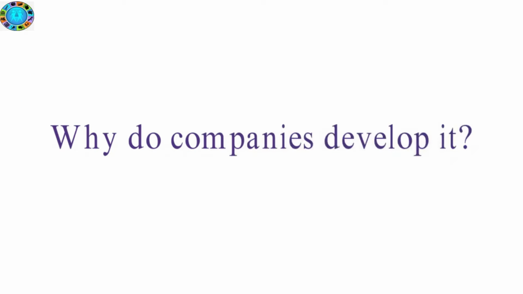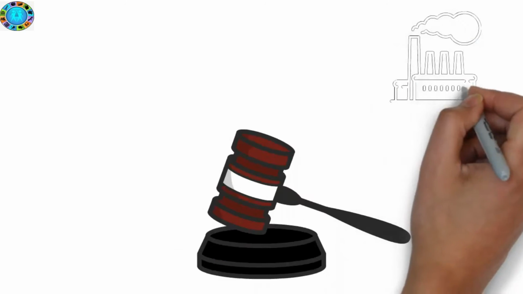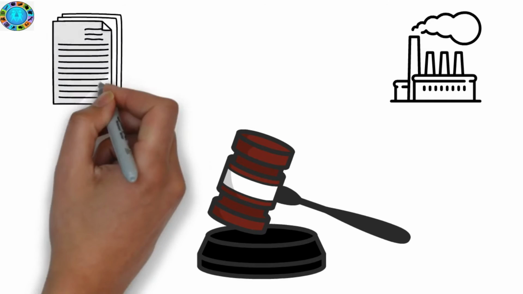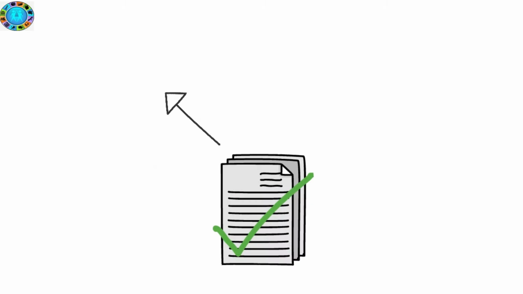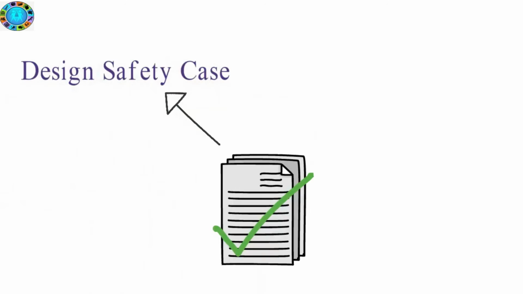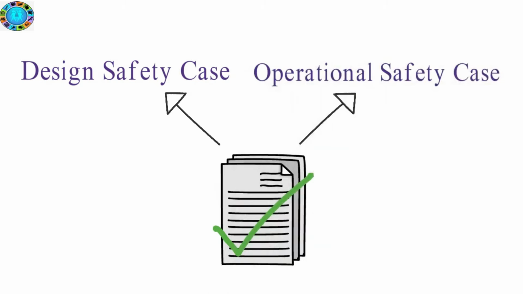Now, why do companies develop it? Some countries enforce companies in the chemical and process industry to develop a safety case. So, to get approval for your project, you will first have to submit a design safety case, and to get a license to operate your facility later, you will have to submit an operational safety case, which shall be updated regularly or in case of major changes in your installation to keep your license valid.